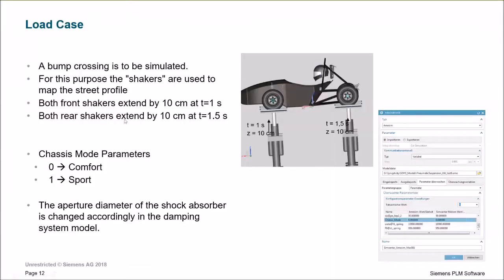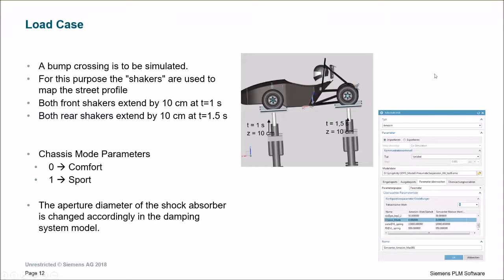So once you have this big setup ready, you can start doing very interesting analysis. In this case, towards ride and handling, we are going to simulate the bump crossing of the car. In order to do this, we are using this test bench. And here you can analyze, for instance, the bump crossing by extending the first shaker by 10 centimeters at t equal 1 second, and then half a second later you extend the second one, and you see the response of the car.